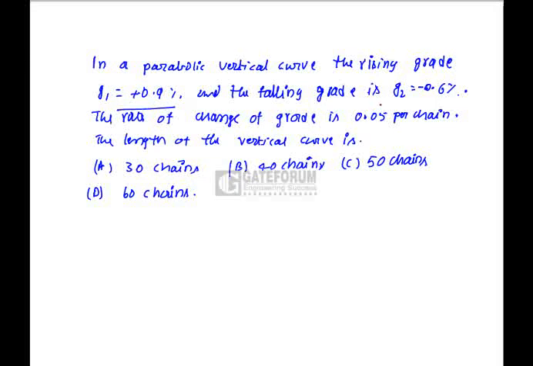If we look into the question, in a particular vertical curve, the rising grade G1 is given and the falling grade G2 is given. The rate of change of grade is also given in terms of chains. We have to find out the length of the vertical curve. The length of the vertical curve L is equal to total change of grade by rate of change of grade.